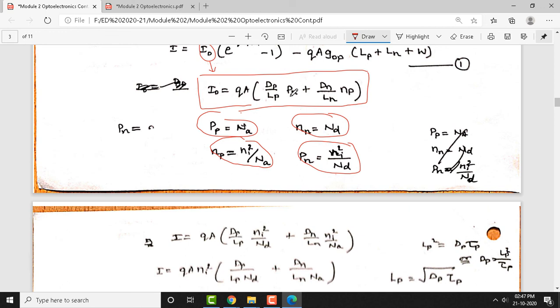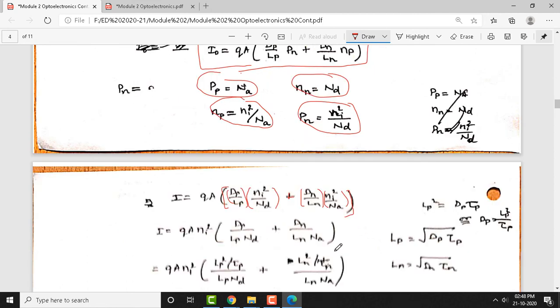In place of Pn, you can see here we have substituted Ni square by Nd. So, this you can see here Ni square by Nd. Similarly, the second term, dN by Ln, is kept as it is. I will put a square bracket here, and within that I will put small brackets. There is a plus sign here, and here we have Np, we have Ni square by Na. So, you can see here this is Ni square by Na, and here finally we have a square bracket.